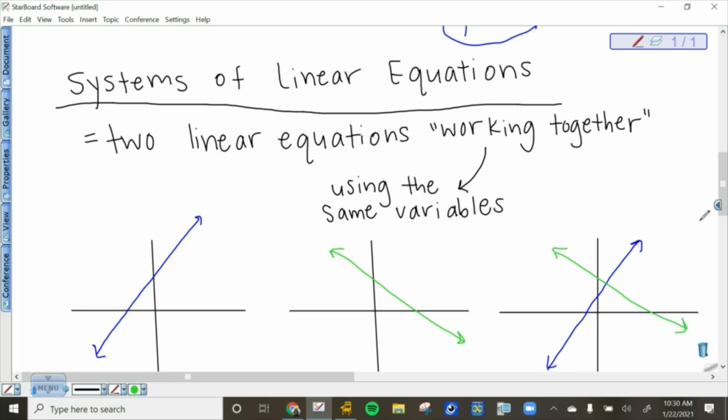But can I bend my arms so that they cross more than once? I can, but with 2 straight lines, they're never going to cross at more than one place unless they're the same line. So let's draw that out.